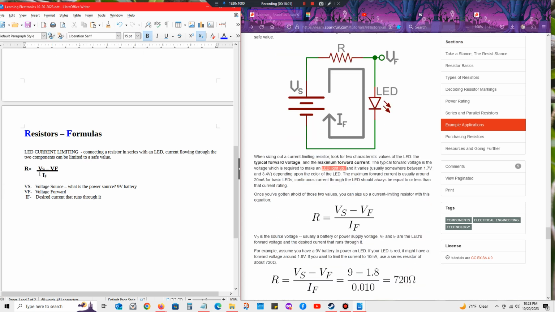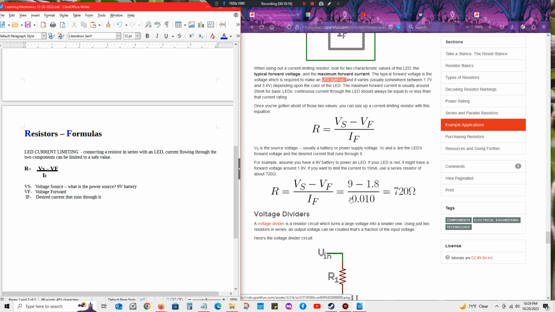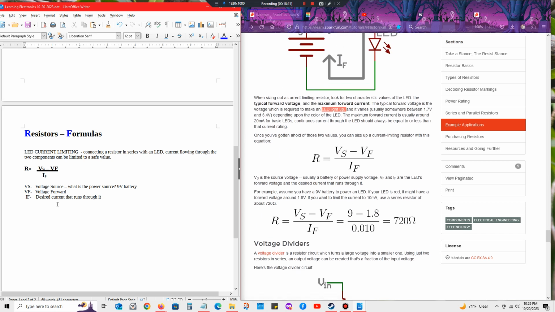Okay, so I have to pause that so I can type all that in. So VS is your voltage source. Like, what is your power source? Like a 9-volt battery. VF stands for voltage forward, and the IF, that's the desired current that runs through it, right? And I have to put all this other stuff. You know, I don't want to try to put it in my own words. So in size out, limiting the typical forward voltage and the maximum forward current.